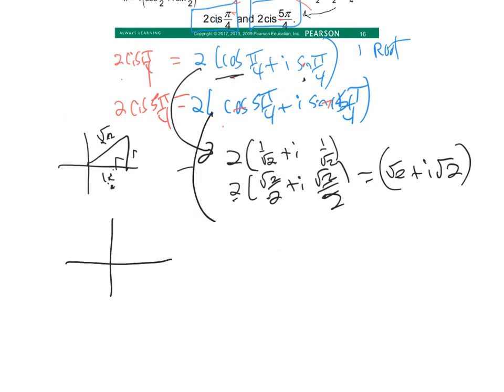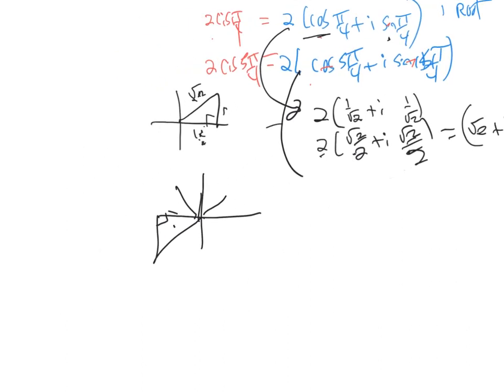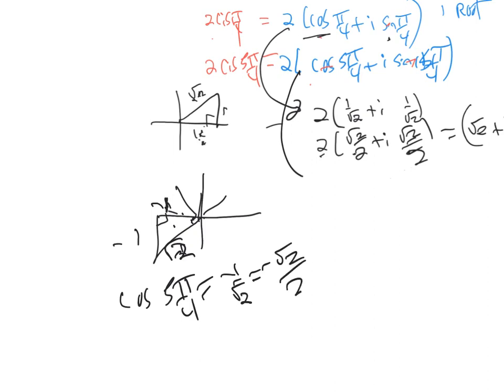5 pi over 4. 1, 2, 3, 4. I'm down here. And again, it's a 45-degree reference angle, so that's a 1, but it's a negative 1. That's a 1, that's a negative 1. That's the square root of 2. So what's the cosine of 5 pi over 4? Well, adjacent over hypotenuse. Negative 1 over square root of 2, or negative square root of 2 over 2. What's the sine? The same thing. Sine of 5 pi over 4 is negative square root of 2 over 2.